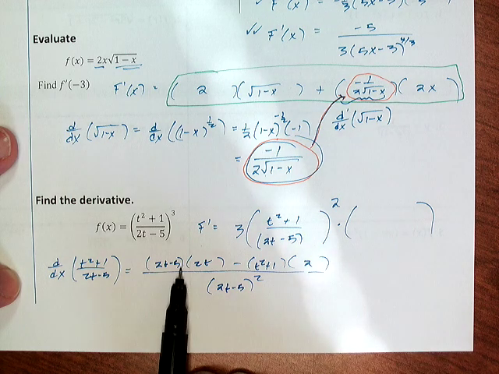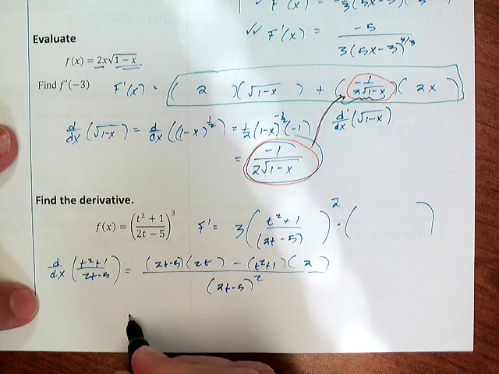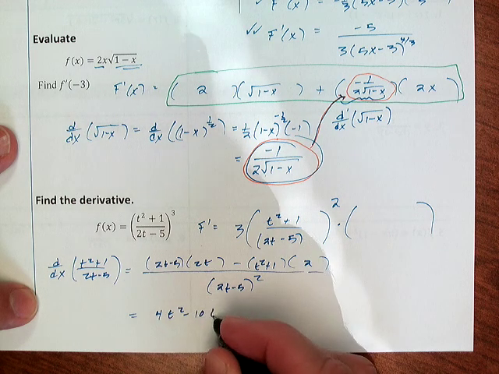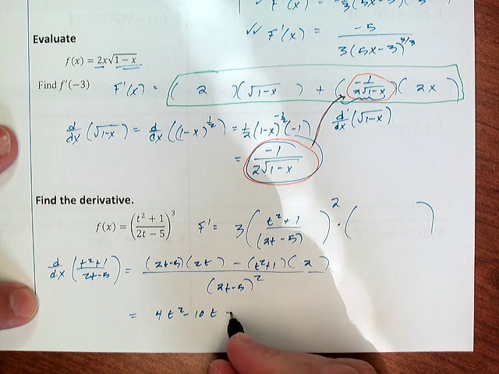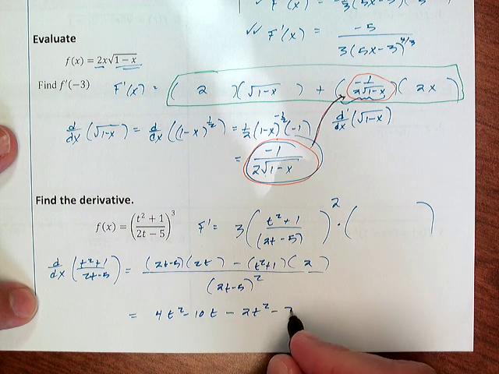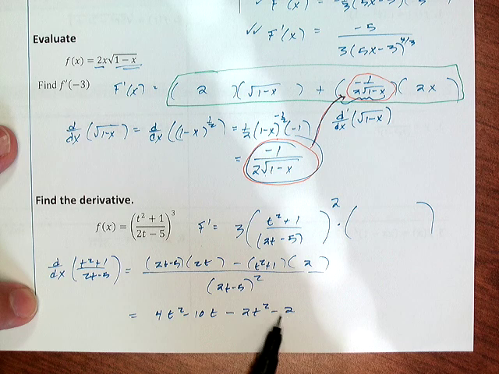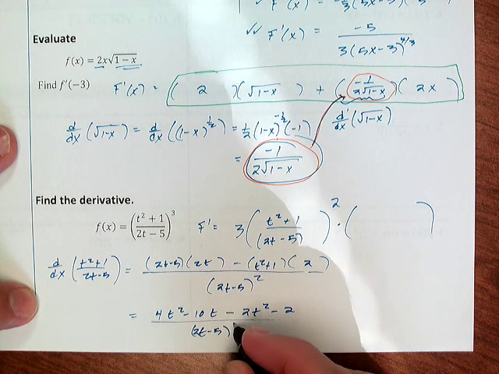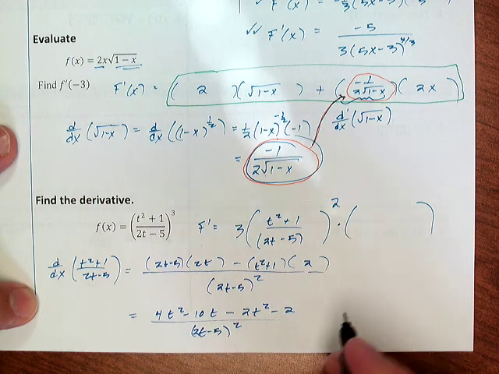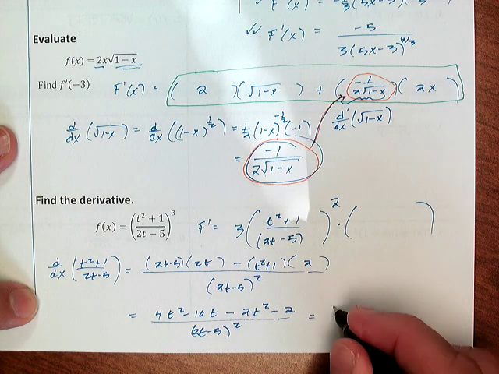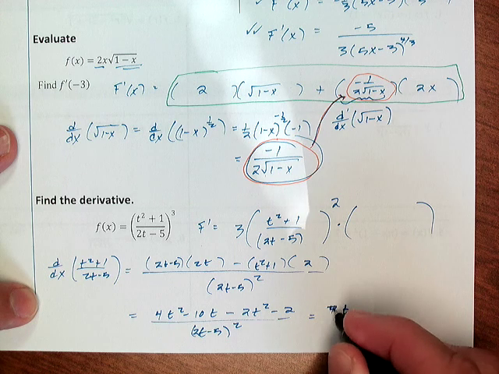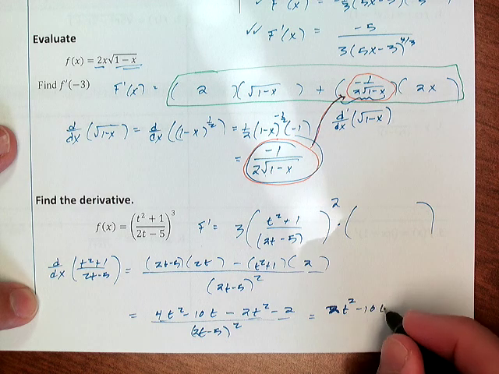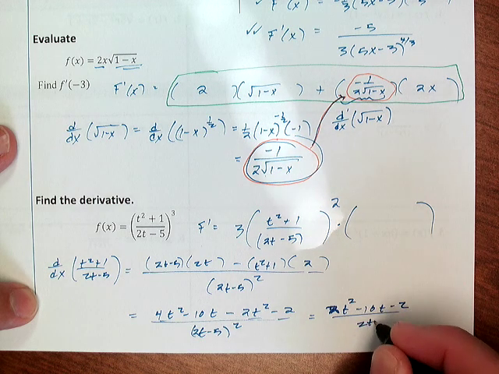I'd be happy with it, but just a little bit of simplifying here isn't going to hurt. Just makes it that much better. This would be 4t squared minus 10t. If I distribute the 2, that'd be minus 2t squared minus 2, because I have to distribute the negative also. And all over my denominator, 2t minus 5 quantity squared. A couple like terms, and I think I'll call this good. So if I do complete this, it's 2t squared after I combine them, minus 10t, minus 2, over 2t minus 5 quantity squared.